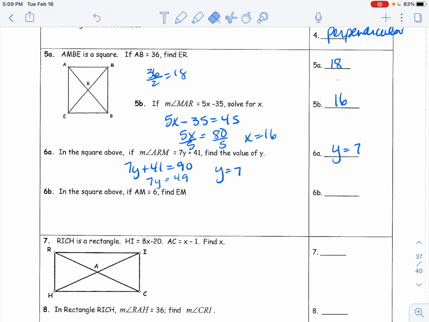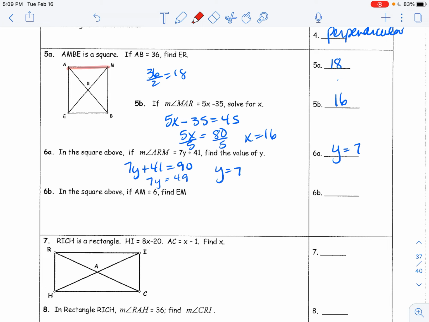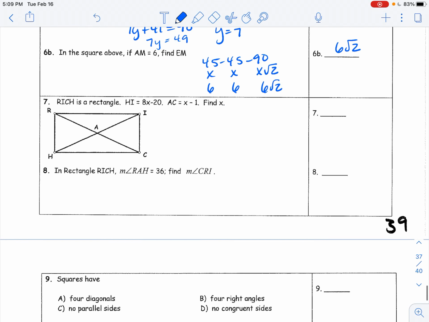In the square above, if AM is 6, so this time A to M, this side is 6. Find E to M. Okay, so if this is 6, well, we know that this one is also 6. And this is a 45, 45, 90. And so this is going to be a 6 root 2. Remember from our unit on special rights, the ratios of these sides are x, x, x root 2. If this is 6, this is 6, this is 6 root 2.